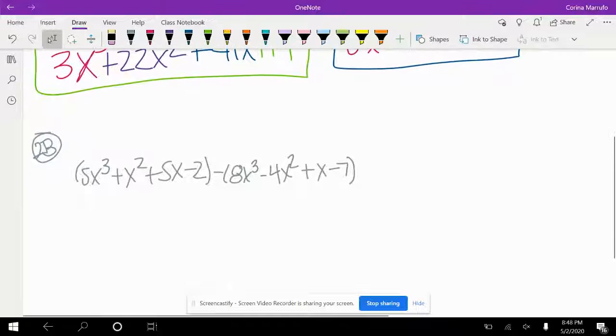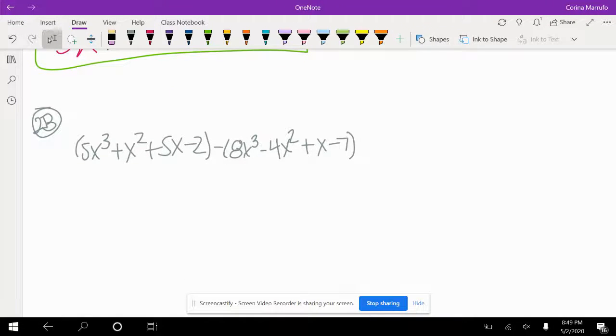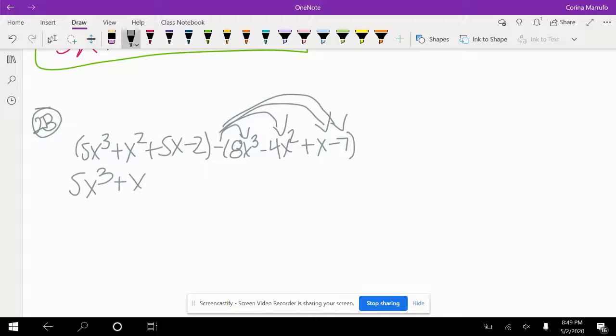And then for this problem on here, when you're subtracting two polynomials, you need to distribute the minus to each one, because you're going to subtract every single one of these. So I'm going to rewrite the first part. It's 5x cubed plus x squared plus 5x minus 2. And then I'm going to start distributing the minus. So this is going to end up turning into minus 8x cubed.